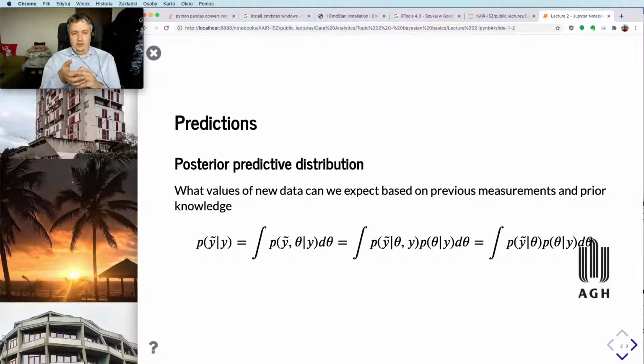The main idea is that we want to create a probability of values of y. So what values can we expect having observed already values of y? So this is posterior predictive distribution because it uses data. And the idea is again very, very similar to the previous one.